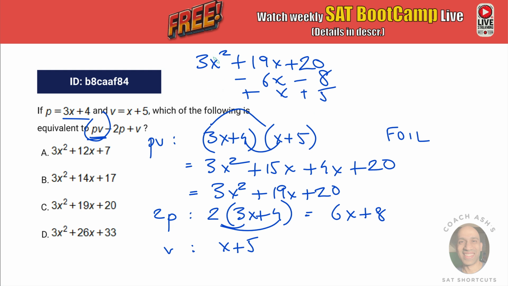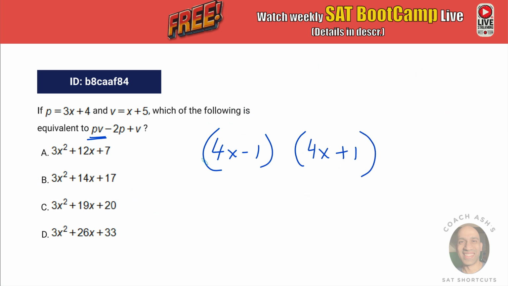So when you add all of these like terms, you get 3x squared and 9. Remember, there's a 1 here, an invisible 1. So 9 minus 6 plus 1 gives you 14. Feel free to use your calculator. And 20 minus 8 plus 5 gives you 17. And so this is your answer.